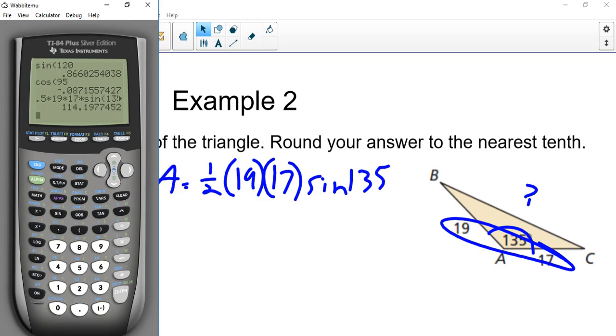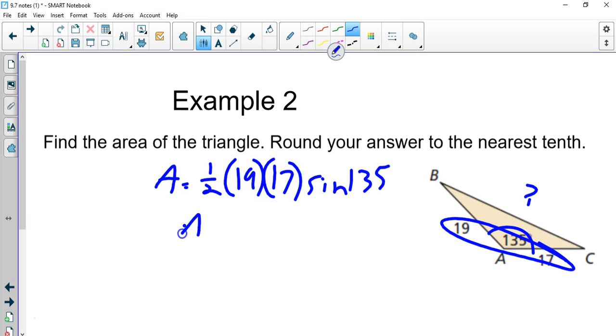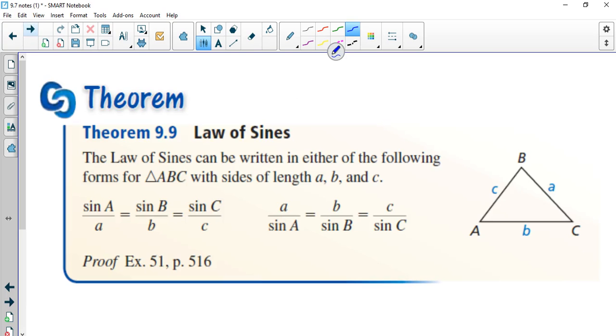The area says round to the nearest tenth, so the 9 is going to round the 1 up to 2. So that means the area is 114.2 square units. We don't know if it's inches, feet, whatever, so we just say units. That's it. The two sides that form the angle, multiply them, divide by 2, multiply by 1/2, and then the sine of that angle. That's it.